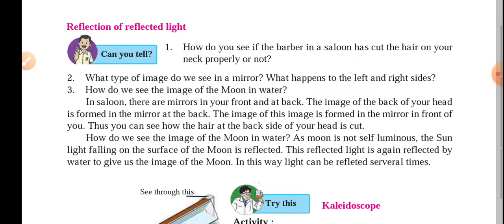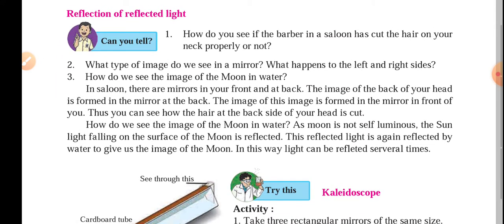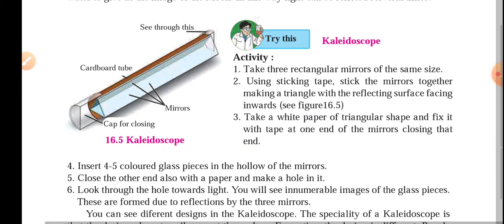The next one is a reflection of reflected light. In this case, the one we have is a kaleidoscope. A kaleidoscope is an instrument which is used to form different luminous surfaces or objects. We are using a tube-like structure in which we are placing the mirrors, and in that it's forming various different structures. We can see the images over here.